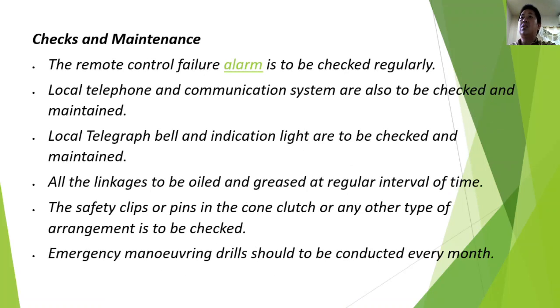So we also have the maintenance here. This system should be checked and maintained. The remote control failure alarm is to be checked regularly. The local telephone and communication system are also to be checked and maintained. The local telegraph bell and indication lights are to be checked and maintained. All the linkages are to be oiled and greased at regular intervals. Safety clips or pins in the cone clutch or any other type of arrangement are to be checked. An emergency maneuvering drill should be conducted every month.